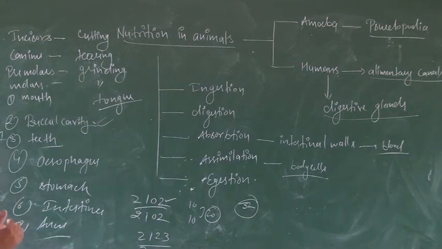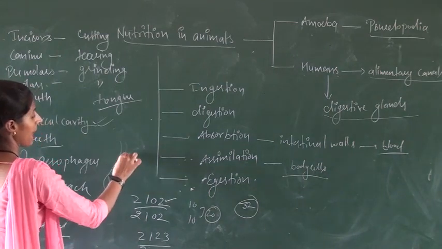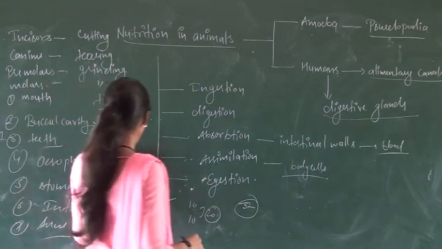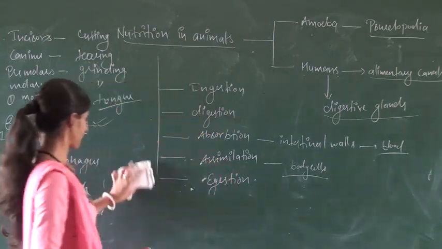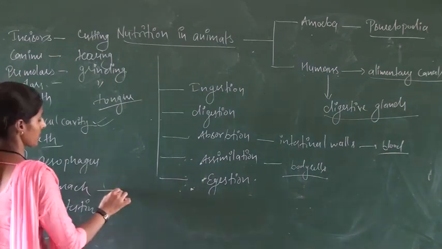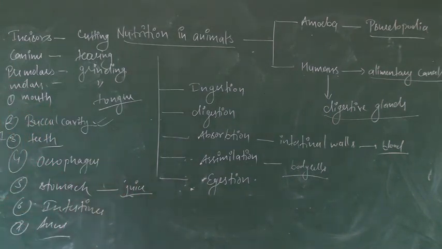The stomach is a J-shaped bag, on the left side of the abdomen. This stomach contains many glands on the inner surface of its wall that secrete juice. Juice is secreted by the stomach.